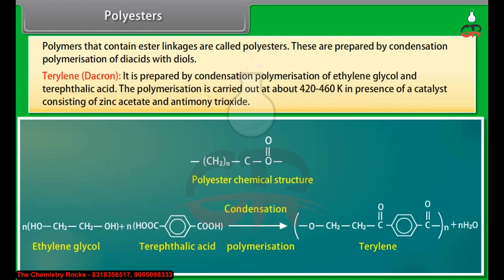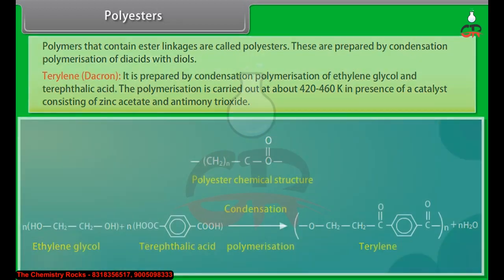Terylene, Dacron. It is prepared by condensation polymerization of ethylene glycol and terephthalic acid. The polymerization is carried out at about 420 to 460 K in the presence of a catalyst consisting of zinc acetate and antimony trioxide.